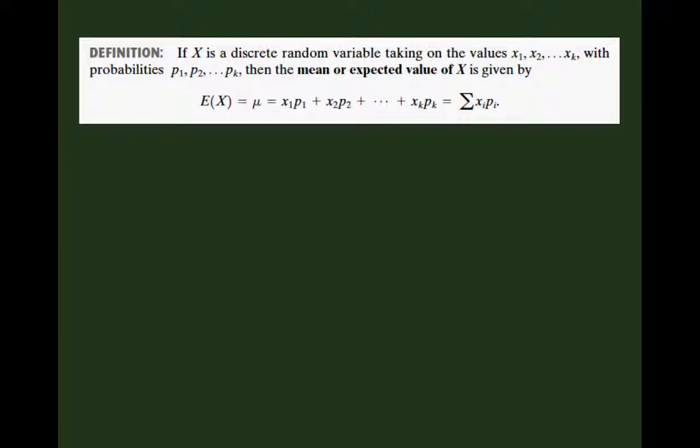So now I want to talk about this definition, okay? This is called the expected value. So if X is a discrete random variable taking on the values x1, x2 up to xk with probabilities p1, p2 up to pk, then the mean or the expected value of X is given by the sum of each x value times its corresponding probability. Okay, and this is also what we call the mean, the population mean. We use the same symbol here.